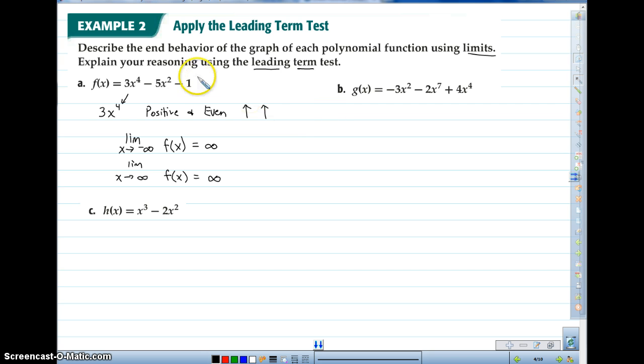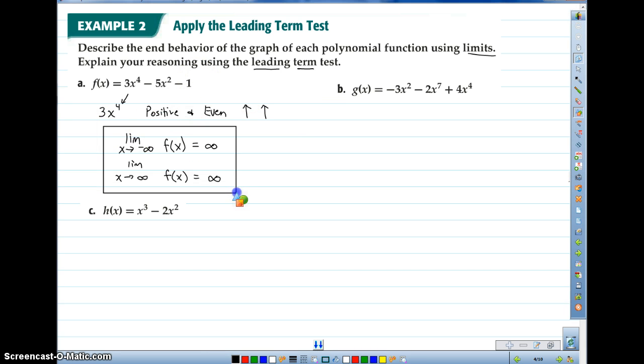Okay, and that's all you have to do for your end behavior. This will be the reasoning of the leading term test, that you found the leading term and identified it as positive and even. So if we look for our leading term in B, our leading term would be negative 2x to the 7th. So we're going to write that leading term down. The exponent of this leading term is odd, but the leading term itself is negative. So this is a negative odd leading term.